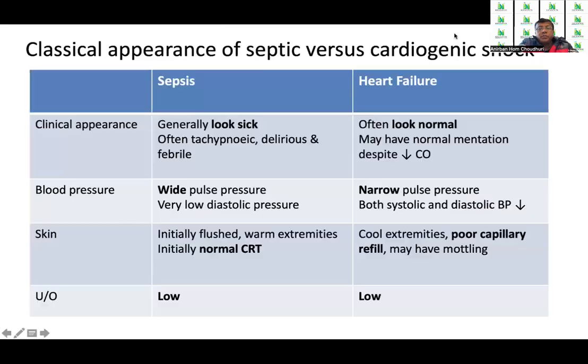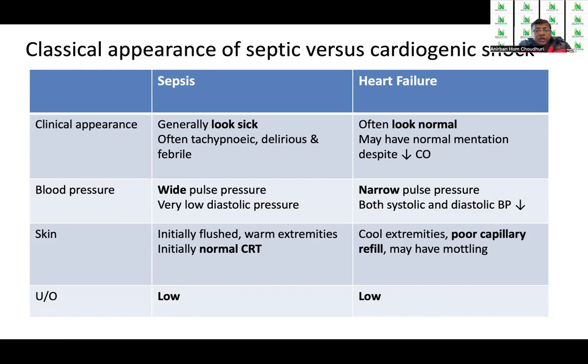But it is also important to see the classical appearance of septic shock versus cardiogenic shock, because in heart failure versus septic shock, in sepsis, clinically the patient generally looks sick, often tachypneic, delirious, and febrile. But in heart failure, this look is usually absent. So the patient may appear normal, may have normal mentation despite a falling cardiac output, and this distinguishes the two.